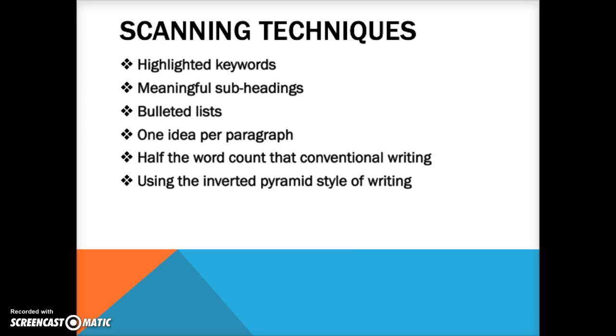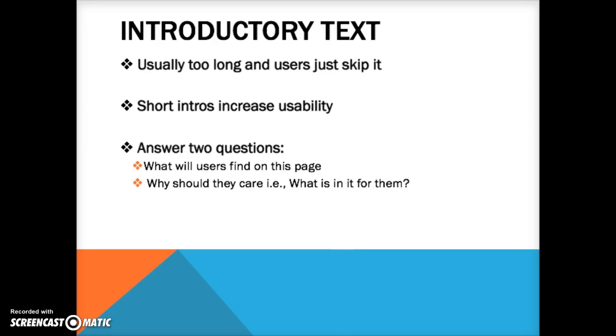So here are a few techniques for building websites, and these techniques you could use in our assignment that I'll talk about at the very end of this little short video lecture. But these ideas of highlighting keywords, crafting meaningful subheads, making bulleted lists of information that builds logic and flow, keeping one idea per paragraph, half the word count of conventional writing, and using the inverted pyramid style of writing. So we'll get to the inverted pyramid style a little bit later. I'll explain that. It's a journalism concept.